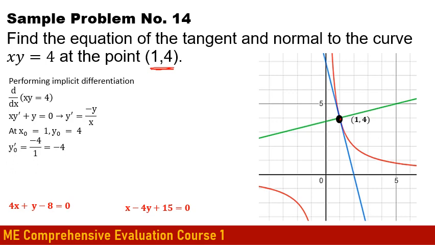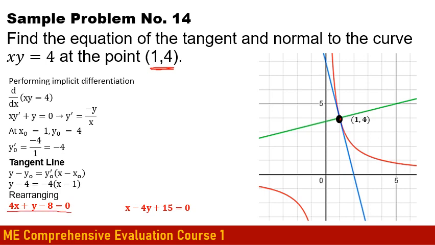Now that we have y prime, we can get the equation for the tangent line, because it's defined as y minus y sub 0 equals y prime sub 0 multiplied by x minus x sub 0. Substituting the values of x sub 0 and y sub 0, and also the value of y prime, then simplifying and rearranging, we get the equation 4x plus y minus 8. This is the equation of the blue line, which is the line tangent to the curve at (1, 4). So the equation of this blue line is 4x plus y minus 8 equals 0.